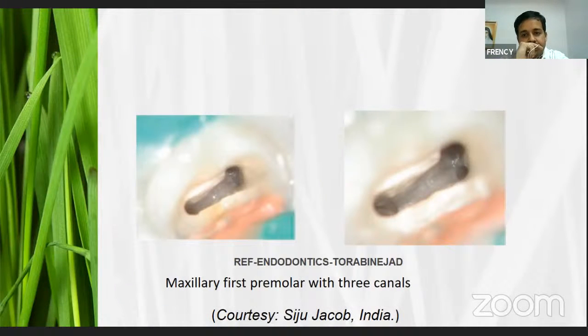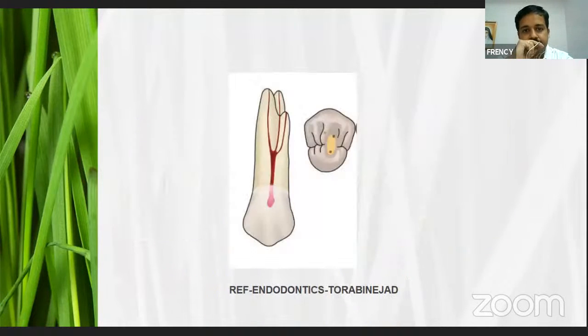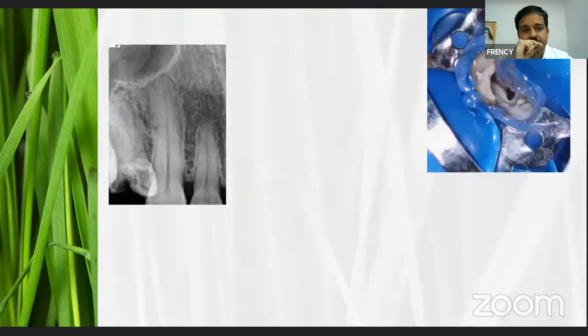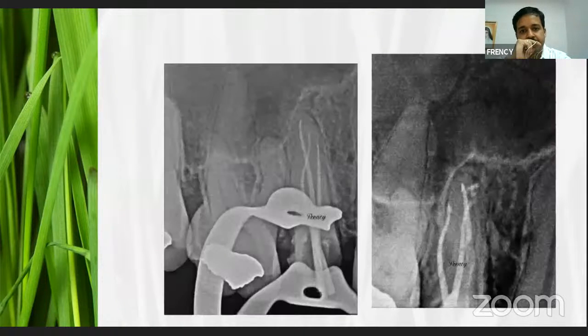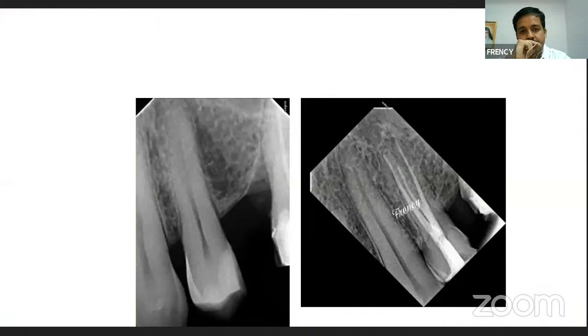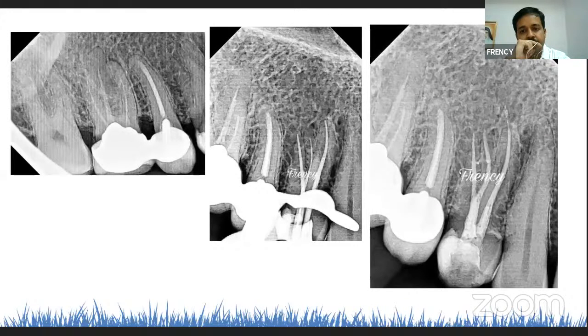It is a mini molar type of premolar. This is the picture that shows the maxillary premolar with three canals. Here you can see a maxillary premolar with three canals. Here also a deep split of the buccal canal. Here also you can see the division of the canal from the middle third. Here also you can see a maxillary premolar with three roots.